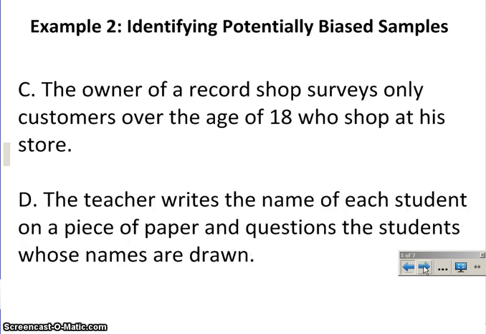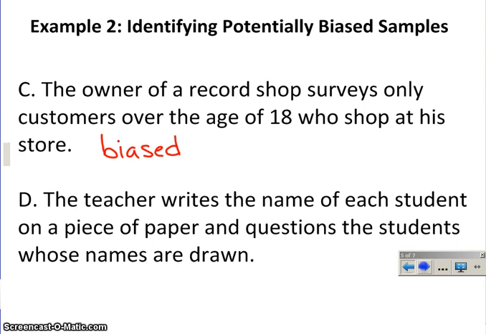Okay, let's go on to C. The owner of a record shop surveys only customers over the age of 18 who shop at his store. Well, hopefully you're thinking, why only over the age of 18? I would want to have my feelings heard and my thoughts heard, and I'm under 18. Well, that's exactly why this is biased. Only people that are over 18 are not the only people that shop at the store, and the record shop owner should know that people under 18 are buying music too, and he should listen to their thoughts.